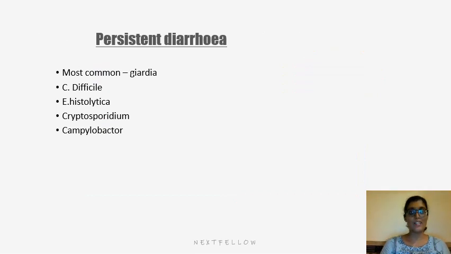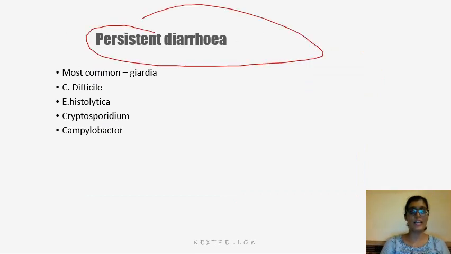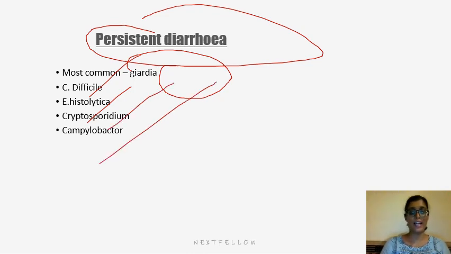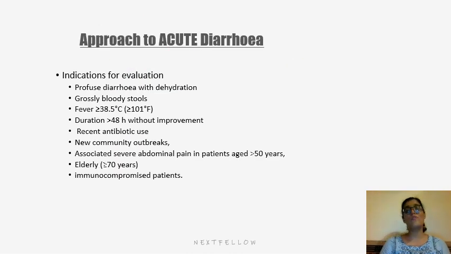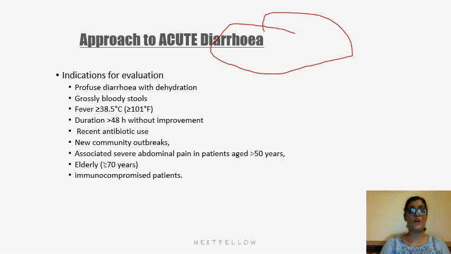The causative organisms for persistent diarrhea, the most common being Giardia lamblia, Clostridium difficile, Entamoeba histolytica, Cryptosporidium, and Campylobacter. Now, all cases of acute diarrhea need not be evaluated. What are the indications for evaluation in case of acute diarrhea?